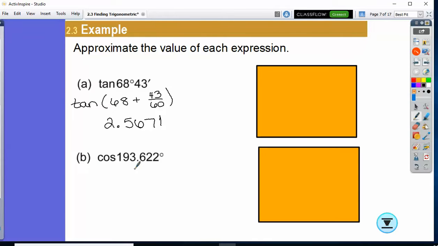Second one, cosine. We have a cosine button. So we can just type this in, 193.622. And you should get 0.9718, or 0.9719, excuse me, if you round. Is everybody getting those? If you get something different, let me know so I can help.